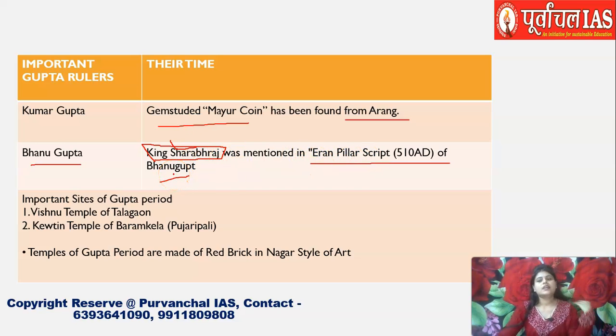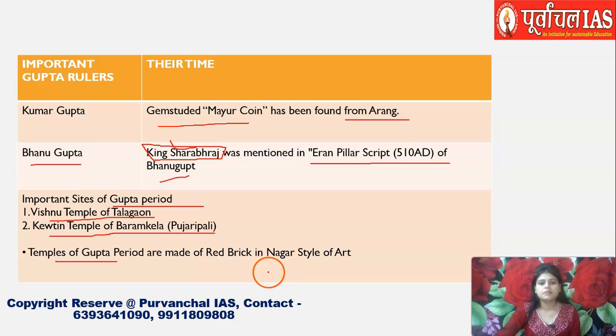So it is said that yes, the Guptas ruled Chhattisgarh during this period, or you can say the Gupta Empire had Chhattisgarh in its range. There are some important sites of the Gupta period in Chhattisgarh, like the Vishnu Temple of Talagaon and the Kwetin Temple of Baramkela, that is basically Pujari Pali. Kwetin Temple we call it. Please remember that the temples of the Gupta period were made in the Nagara style of art. There are temple styles like Nagara, Dravida and Vaisara. Nagara style belongs to the northern side of India, Dravida is the southern side and Vaisara is a mix of the two.